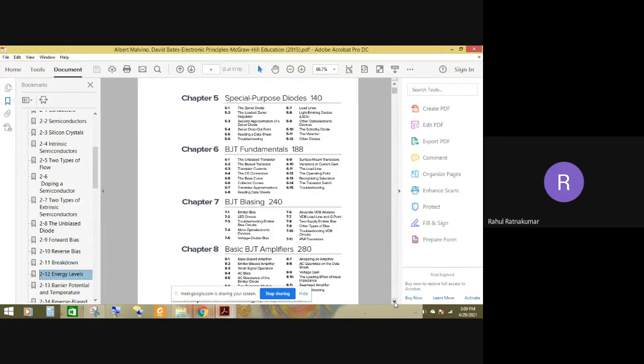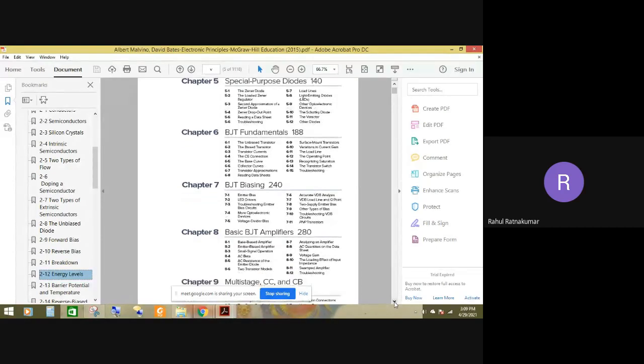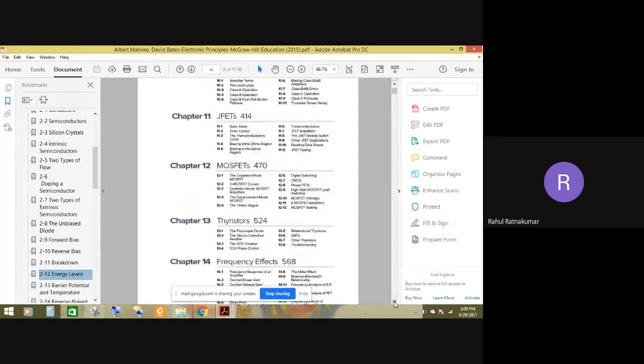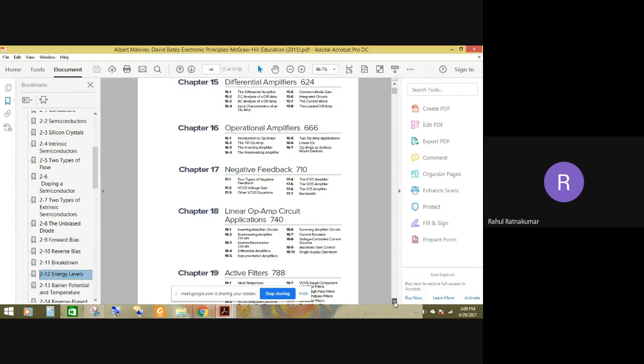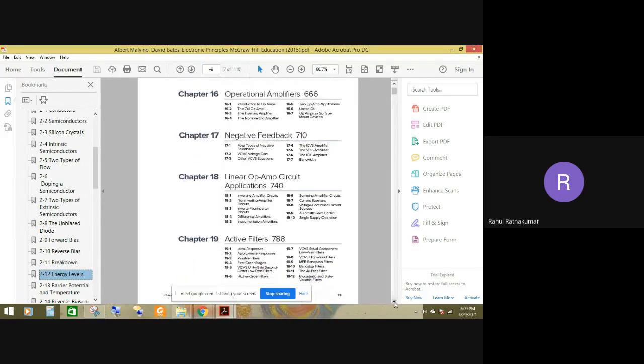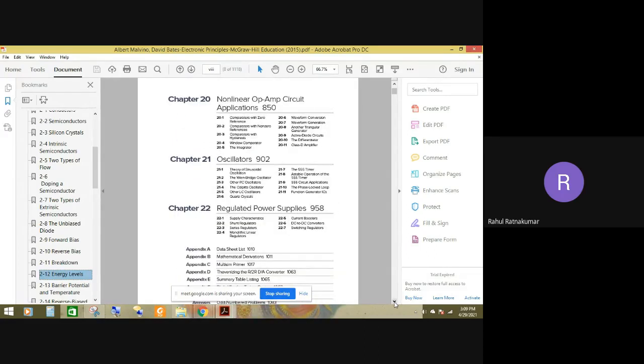So after the diode, there's the BJT. Then amplifiers and different types of amplifiers. Then MOSFETs and JFETs, different types of FET transistors, then thyristors. Then we need the op-amp part, right? So this completes what we need from this book. Other things are there which we need later, maybe in your fifth semester, when we may need more advanced circuits. Another book is there that I will refer to later, but that is not required for this course.